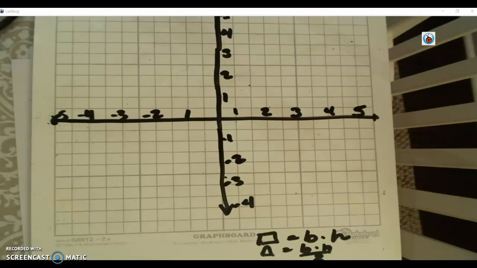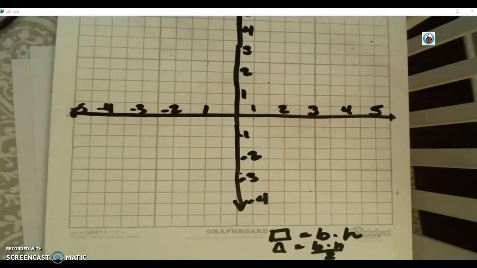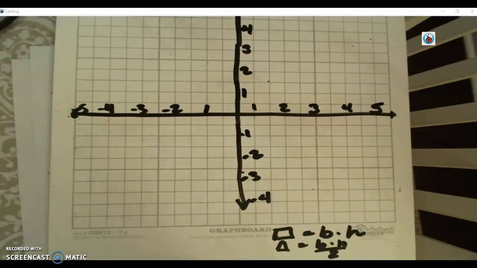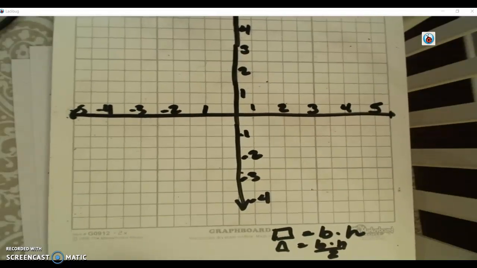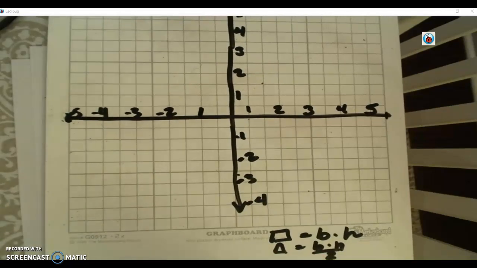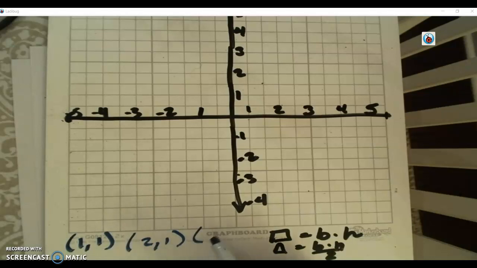So I'm going to give us some points. I'm going to do it right here. And we're going to plot them, and then we're going to find the area of that shape using our coordinate plane. So I'm going to start off with some easy ones. 1, 1, 2, 1. And then I'm going to say we also have 1, 4, and 2, 4. So what I'm going to do first is plot these points.